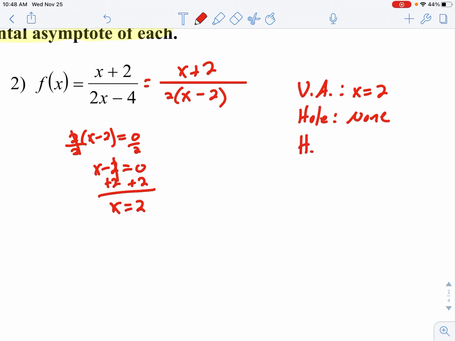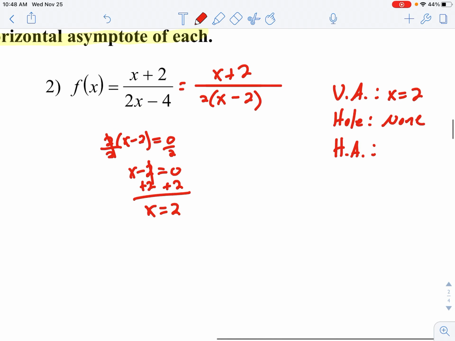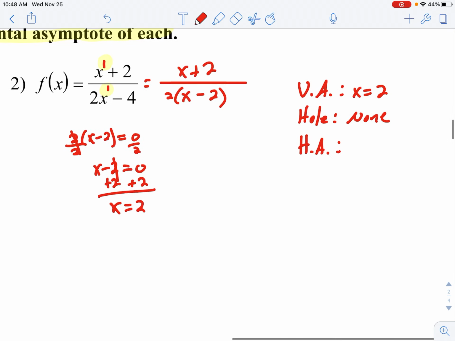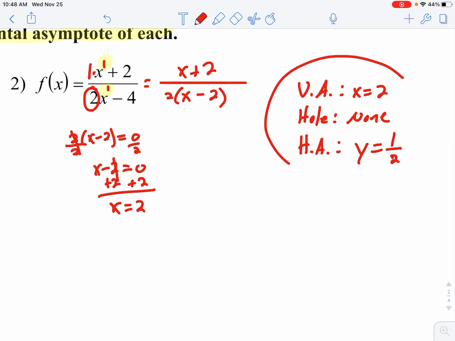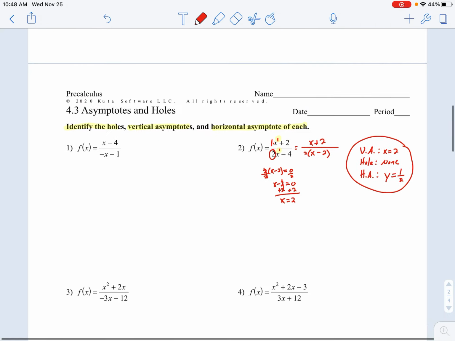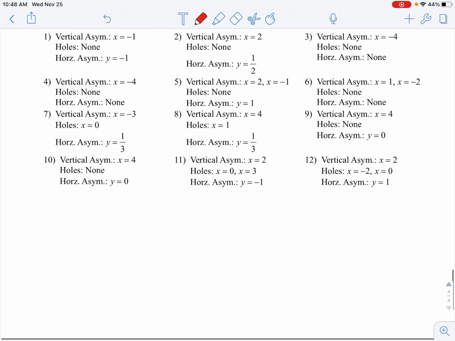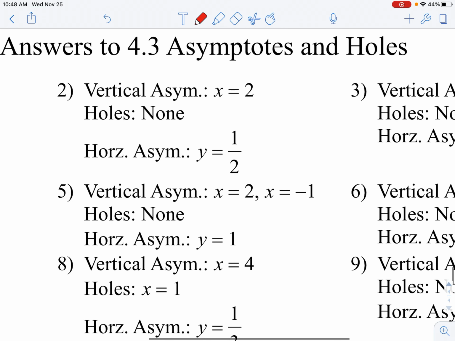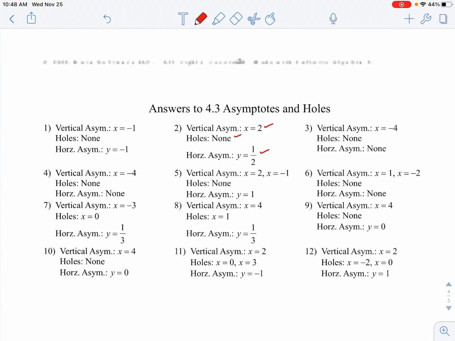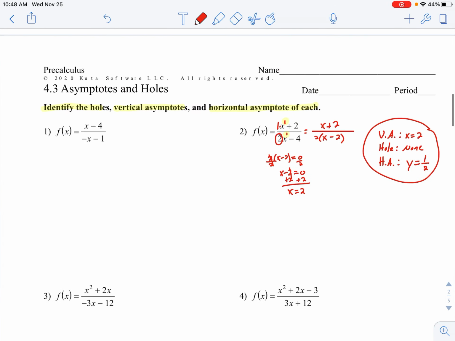And for a horizontal asymptote, we go back to the original. What is the degree of the top and the degree of the bottom? In this case, they are both 1. They are the same. So the horizontal asymptote is y equals lead coefficient over lead coefficient, 1/2. And that's it. That should be all of the answers for number 2. There it is: vertical asymptote, no hole, horizontal asymptote. That's what we're doing on every problem.